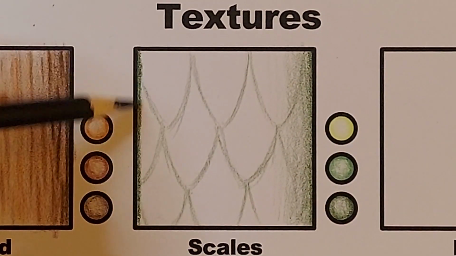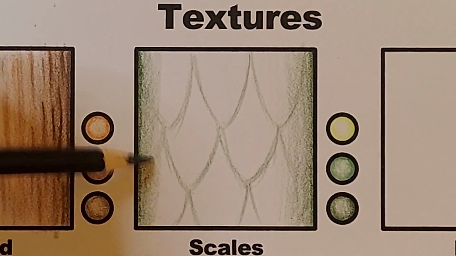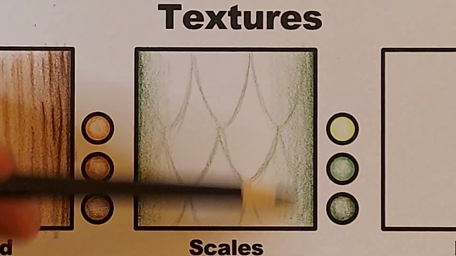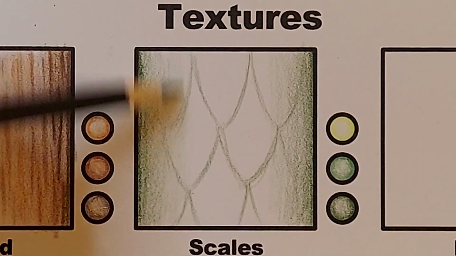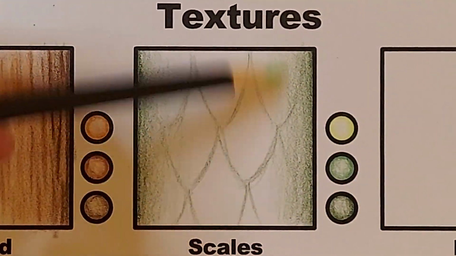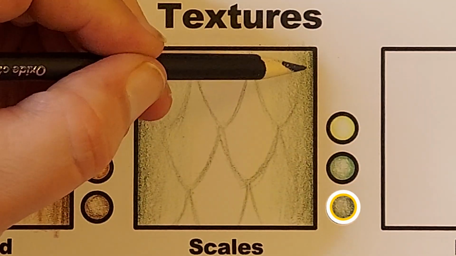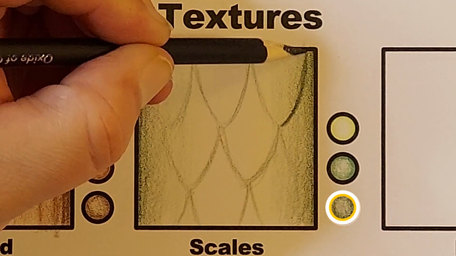Scales flow along forms like any other texture, so they will not typically be laid flat and straight as they are for this demonstration. To suggest a bit of form, we will begin by lightly shading the texture area with all 3 colors. Let's start with one scale to demonstrate the process before moving on to the whole section.